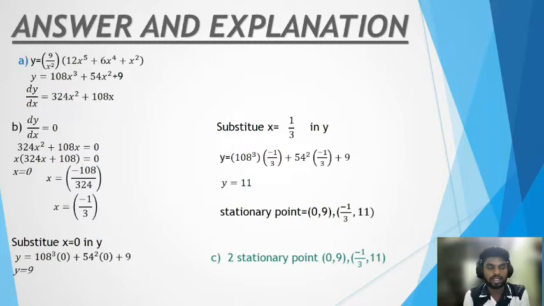Selepas tu je saya akan differentiate jawapan yang saya darabkan, iaitu 108x power 3 plus 54x square plus 9. Saya akan differentiate equation tersebut. So saya akan differentiate x dalam equation tersebut. So saya mendapat jawapan dy over dx equals to atau kita boleh cakap y prime equals to 324x square plus 108x. Itu adalah untuk question A.